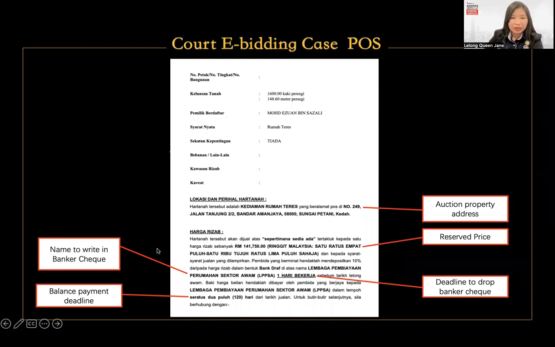The name to write in the banker check is LPPSA, Lembaga Pembiayaan. The balance payment deadline will be 120 days, and we also cannot request an extension. And the deadline to drop a banker check will be 1 working day before.